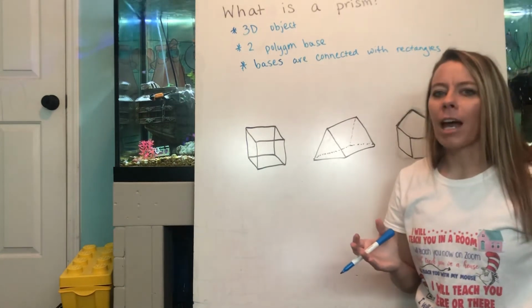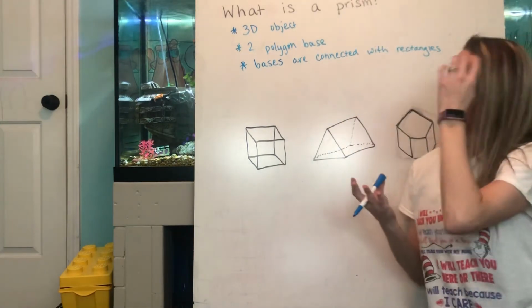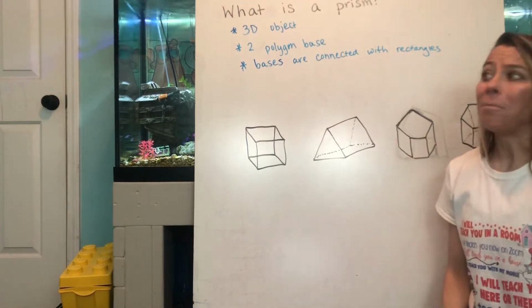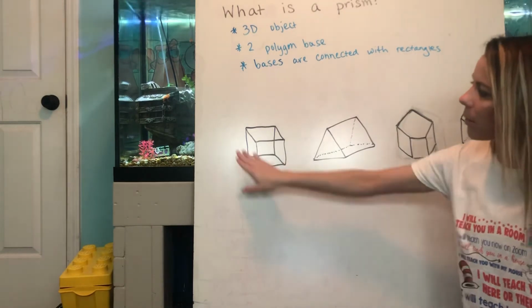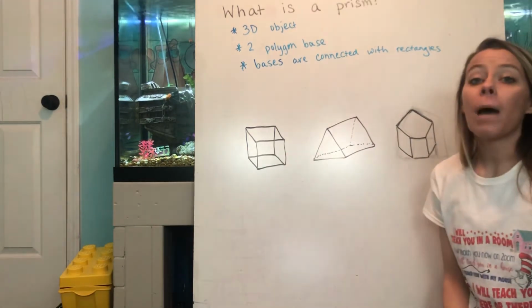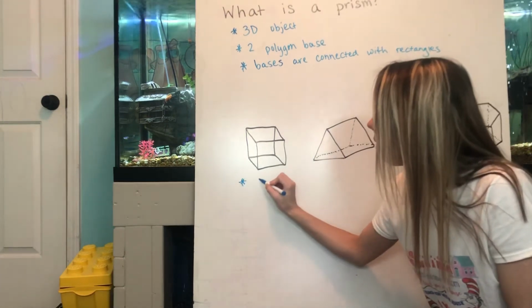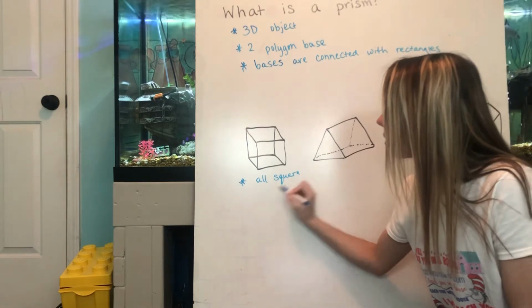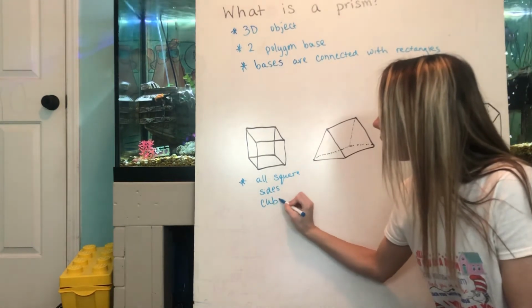So there's different types of prisms, and we name them by the shape of their base. I tried to draw these. They're on your notes. Sorry, this is why I use a projector. The first one is known as a cube. A cube has all square sides. So you might make a note, all square sides, and that's a cube.